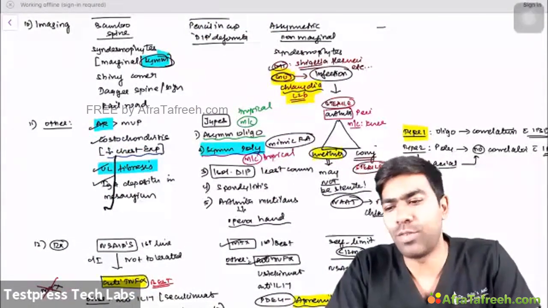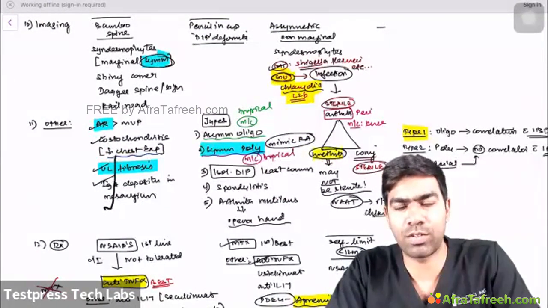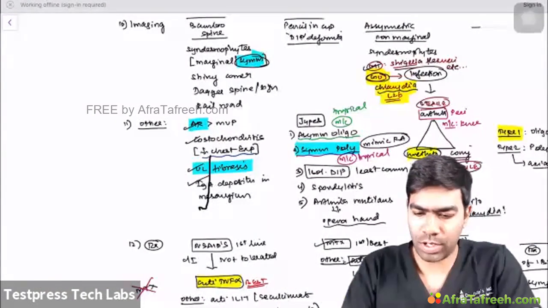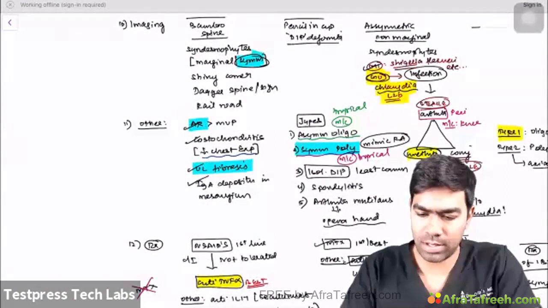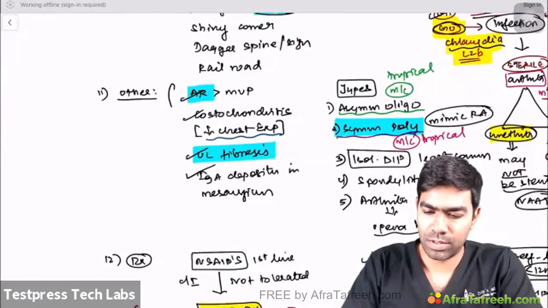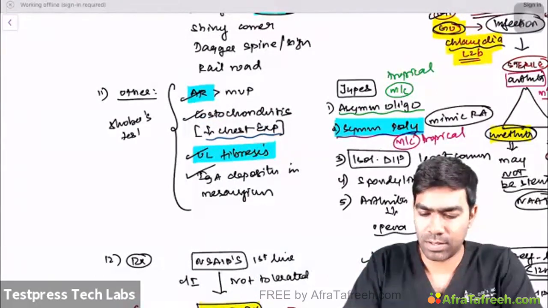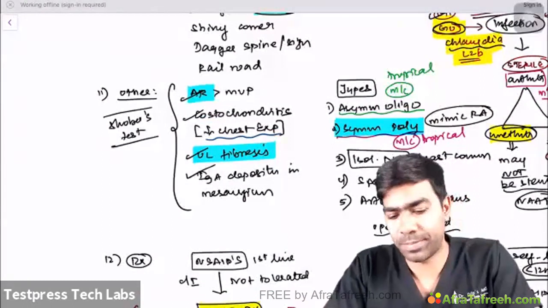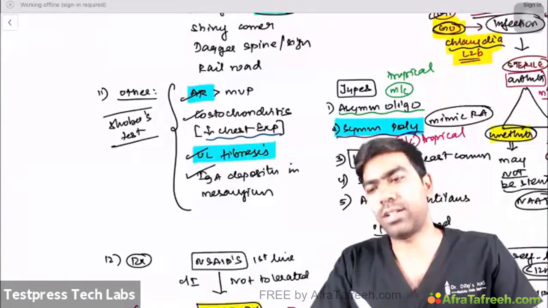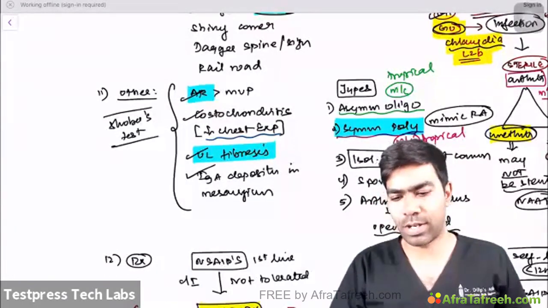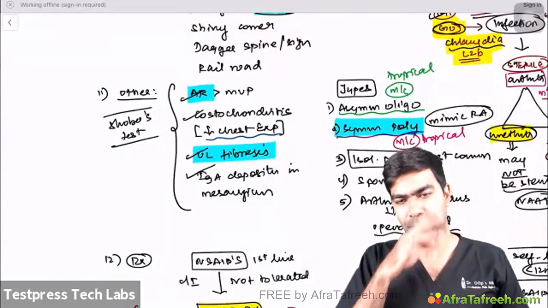Okay, how will you evaluate ankylosing spondylitis? One more important point which we did not talk about is the presence of a positive Schober's test. Can anyone tell what you mean by Schober's test? This was one of my medical exam questions. When I was writing the orthopedics exam, they asked about Schober's test because I got a case of ankylosing spondylitis there. What do you mean by Schober's test?